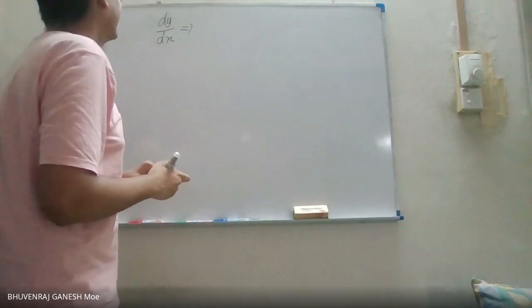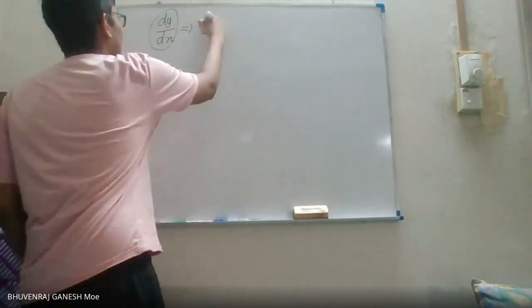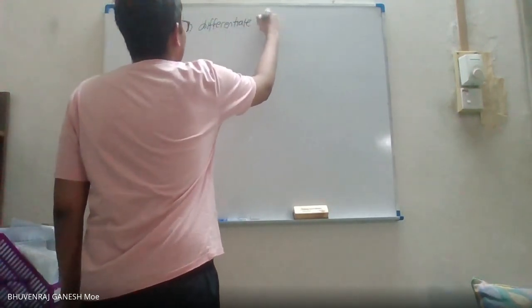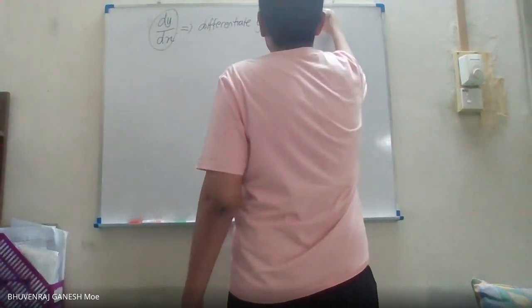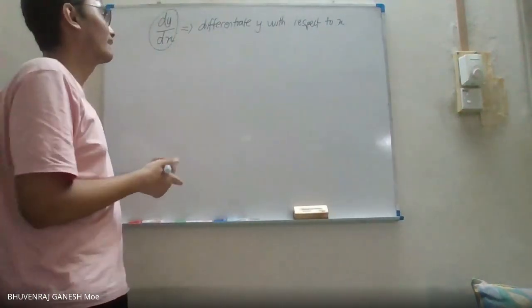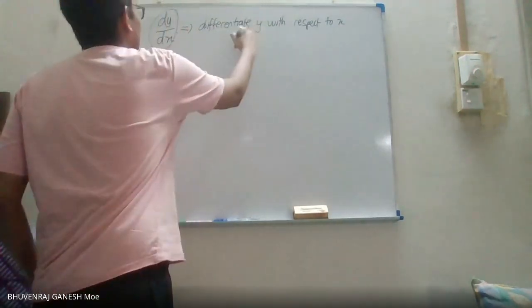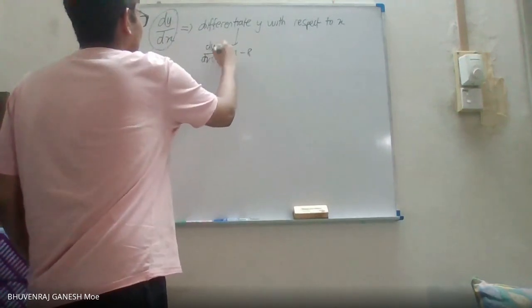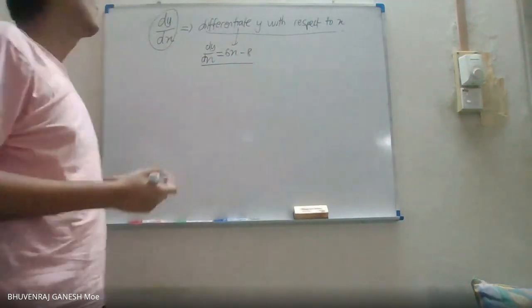Okay, so what is this symbol meaning? It actually means differentiate y with respect to x. So this is how you say it. Usually we will just say dy over dx equals 6x minus 8, let's say. But what they're actually telling you is differentiate y with respect to x, and you will get something like 6x minus 8. So this is the written form, this is the equation form. That's the only difference.